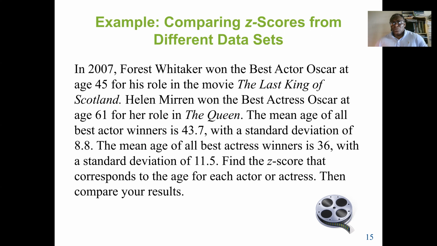Then compare your results. Since we know Forest Whitaker is 45 and the average age was 43.7, it will be 45 minus 43.7, and the standard deviation for the men is 8.8. So we get 45 minus 43.7 over 8.8, and the answer will be a positive value, which means Forest Whitaker is older than the average age of the best actor winners.